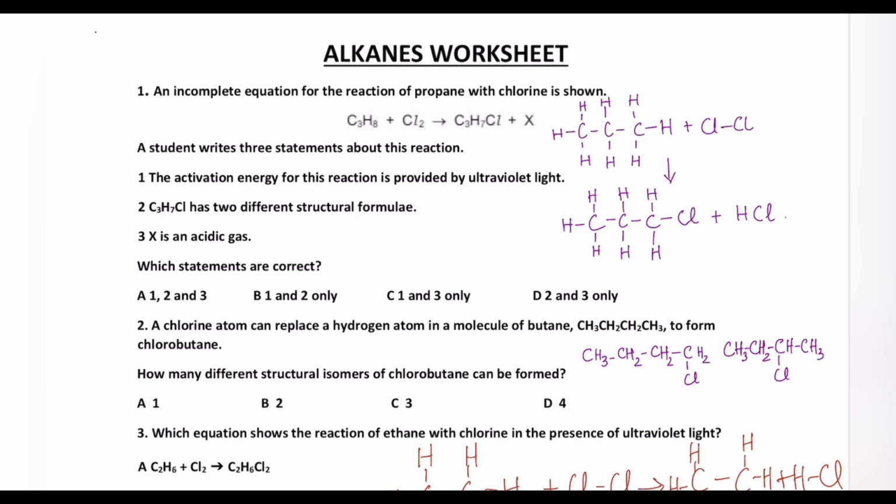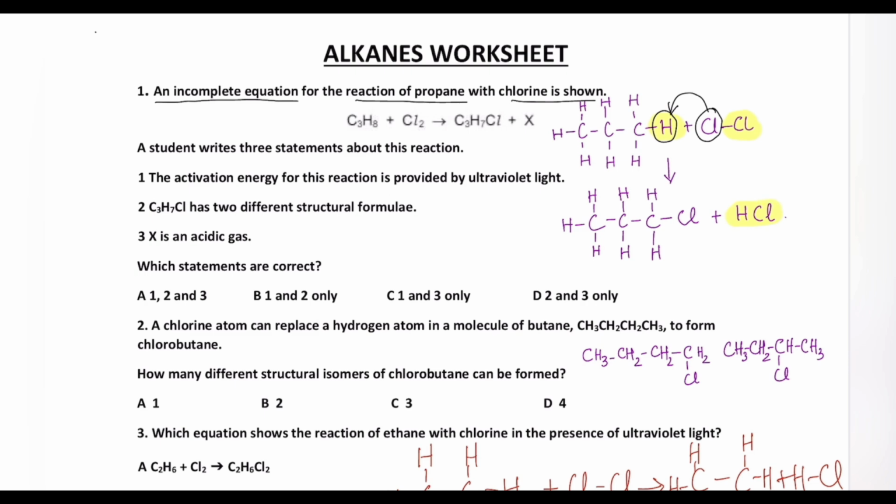Question number 1: an incomplete equation for the reaction of propane with chlorine is shown. Basically this is a substitution reaction in which a hydrogen atom of propane is substituted with a chlorine atom. And the replaced hydrogen atom then combines with a chlorine atom to form hydrogen chloride gas as a byproduct.